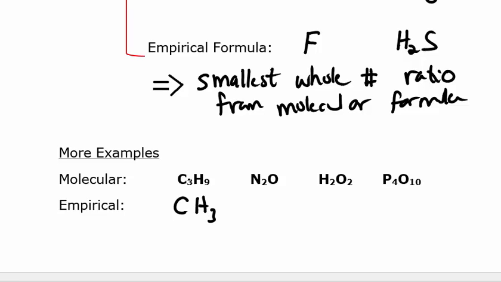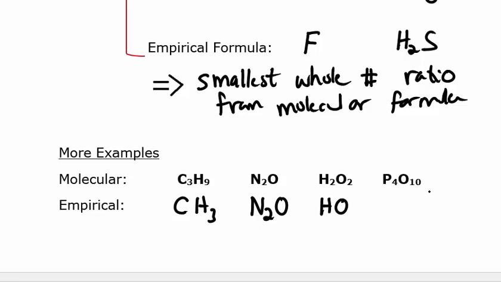The actual formula is the molecular formula, but empirical shows the ratio of the different elements. N2O, it's 2 to 1. You can't reduce that at all. The empirical formula is exactly the same as the molecular, like it was for H2S. H2O2, it's 2 to 2. The lowest whole number ratio would be 1 to 1. So its empirical formula is HO.